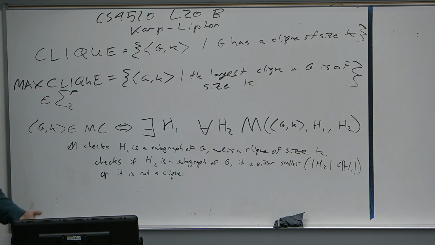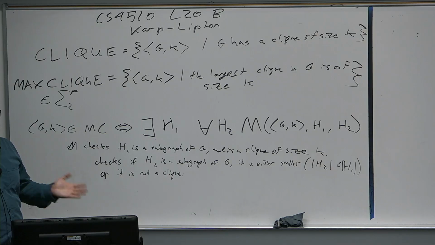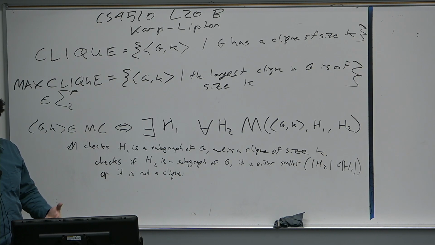So this is the motivating definition for the polynomial hierarchy. The same reason we want to study that clique is in NP and SAT is in NP, we can study that max clique is in sigma 2p. Now, what is the difference between completeness inside the polynomial hierarchy, or being in the polynomial hierarchy, versus being NP complete?